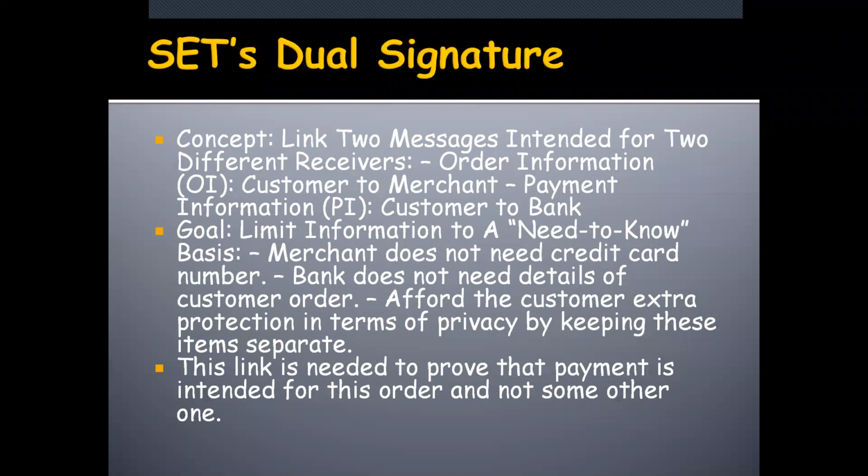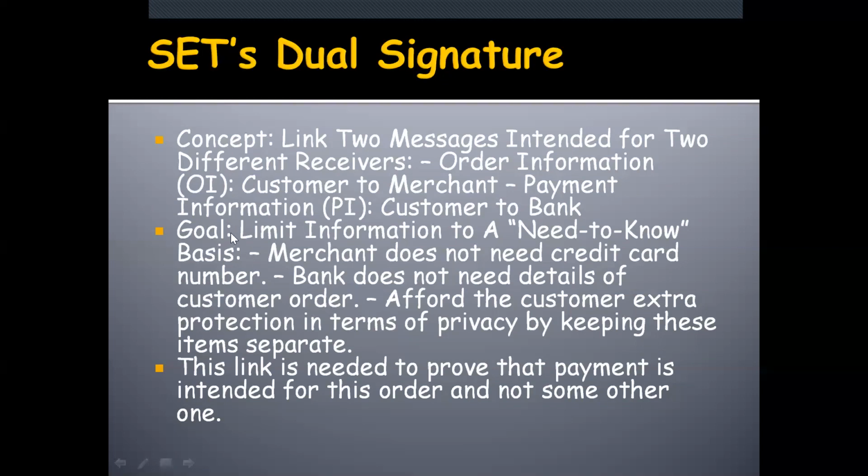So here SET requires a dual signature. When the customer is there, as I told you before, the customer is going to create two messages. What are those messages? First is order information. Order means whatever you are purchasing, that is called order information, which is sent from the customer to the merchant. Second is the payment information, which is required by the bank. So the customer is sending the payment information to the bank.